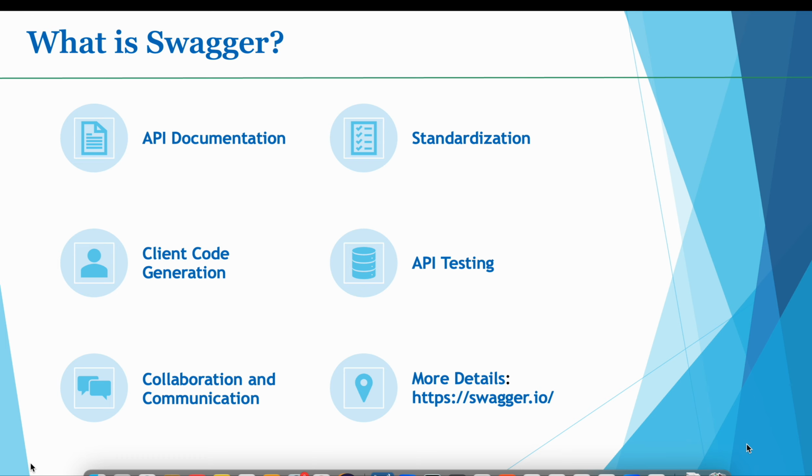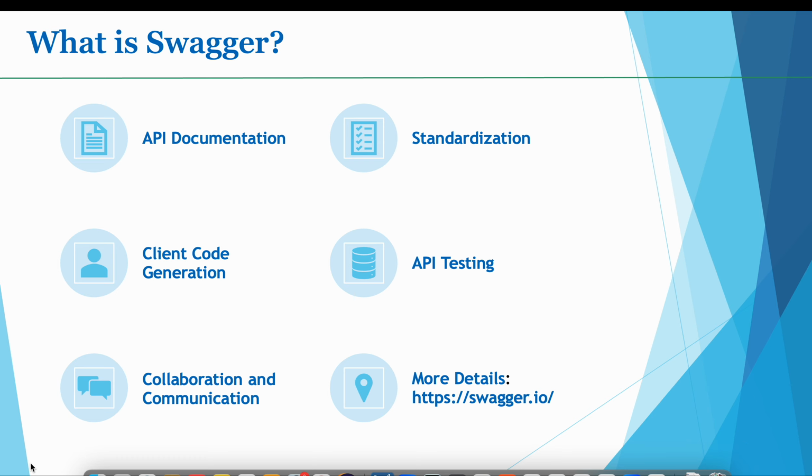There is a lot of importance of Swagger in API development. Here are some that have been listed. First of all, API documentation. One of the primary functions of Swagger is to facilitate the documentation of APIs. With Swagger, developers can create interactive and comprehensive documentation for their APIs, including details about the endpoints, parameters, request response formats, and authentication methods. This documentation serves as a vital resource for developers who need to understand how to use the API effectively.